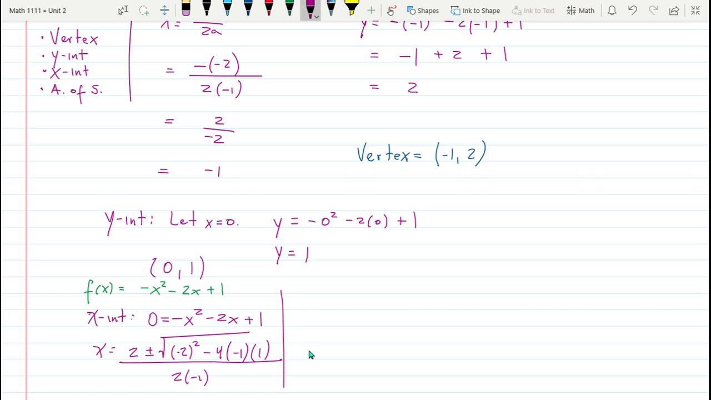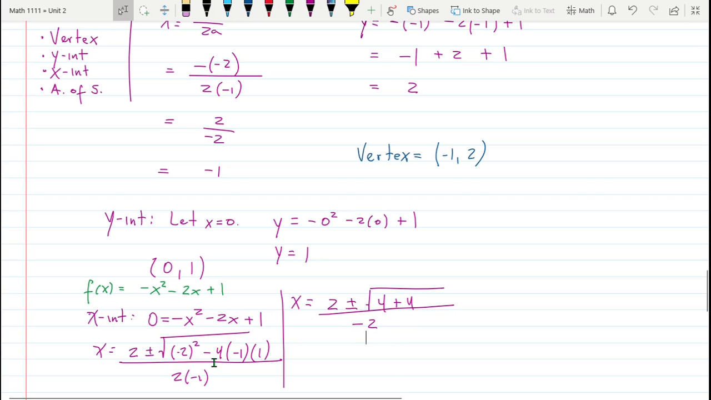Let's simplify this, and we'll have 2 plus or minus the square root of 4 plus 4 over negative 2. So negative 2 squared is positive 4. Negative 4 times negative 1, positive 1 times 1, 4. So we have the following: 2 plus square root of 8 over negative 2.